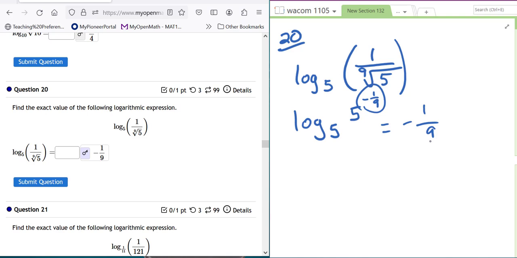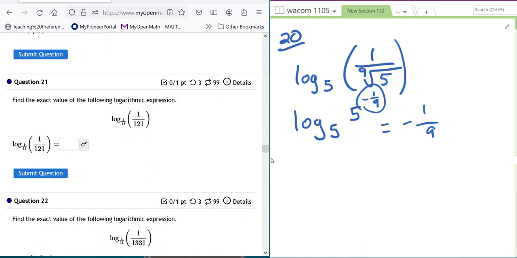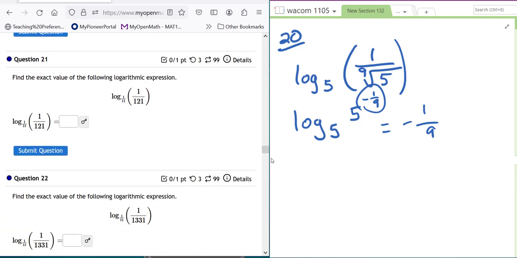There you go. All right. So a fractional exponent is a radical. Keep that in mind. If it's in the denominator, it's a negative exponent. Right? That one's not a radical. It is just a plain fraction.